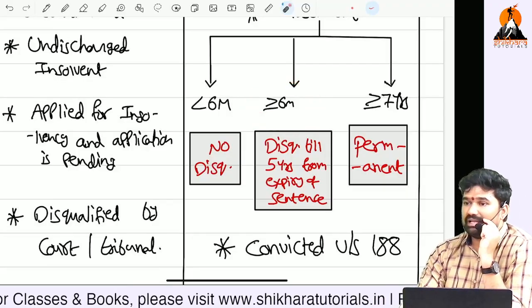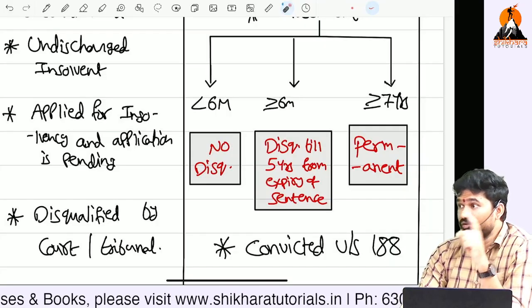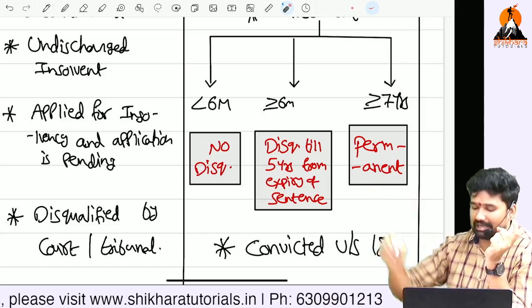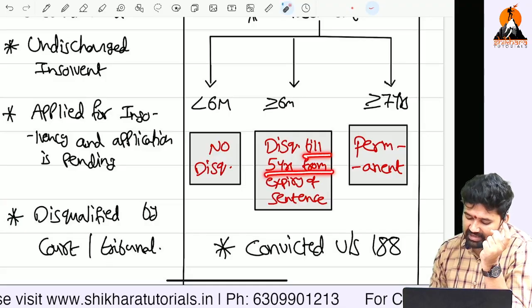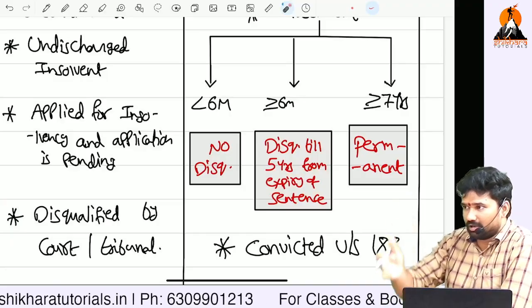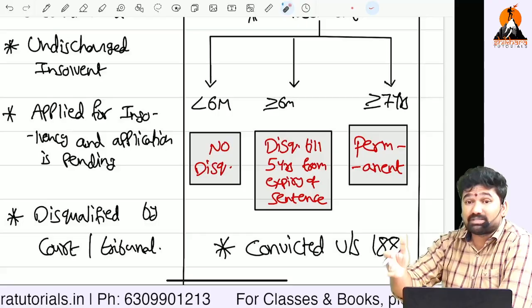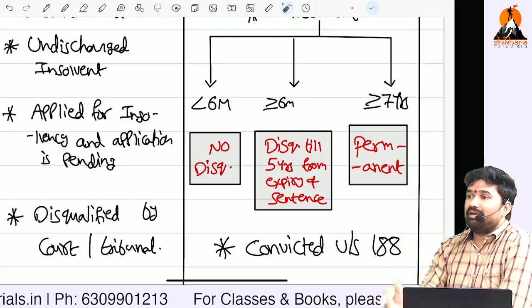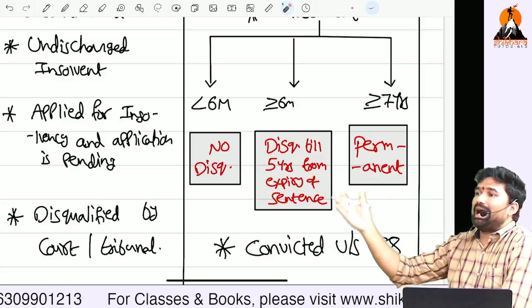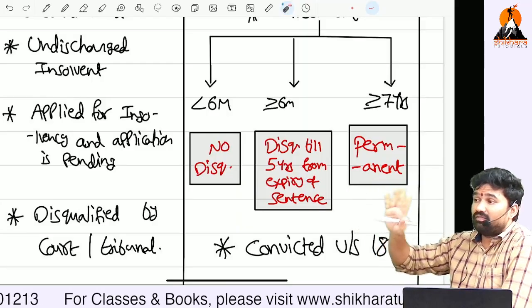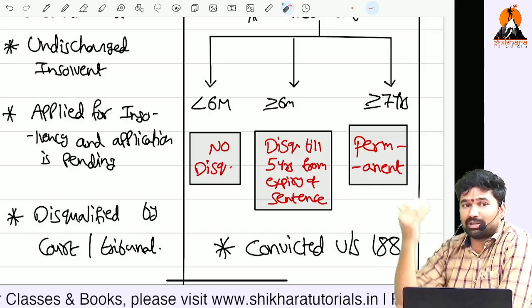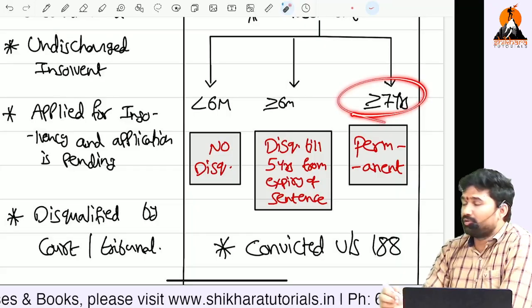If your imprisonment is greater than 6 months, then disqualification will attract, disqualified till 5 years from the expiry of that imprisonment sentence, not from the beginning of imprisonment, from the expiry of, from the day when you are released from jail, from that day you are disqualified to act as director for a period of 5 years.